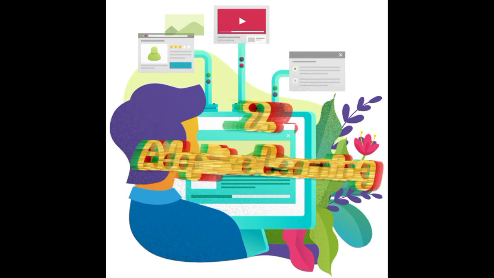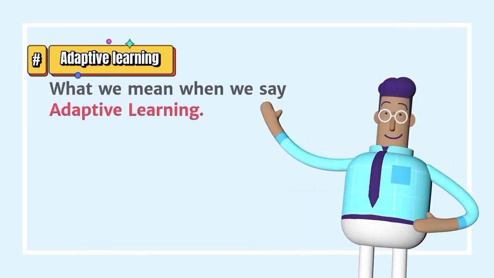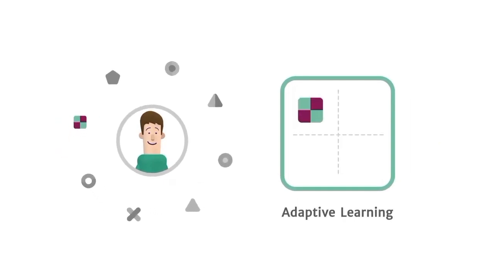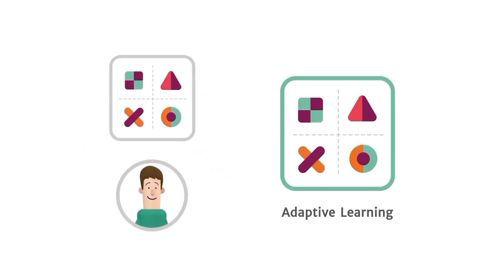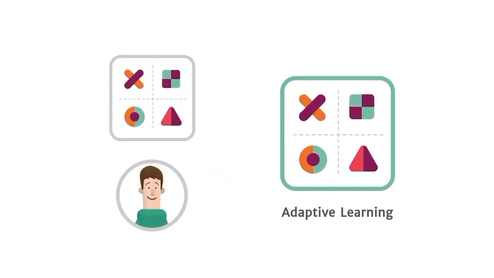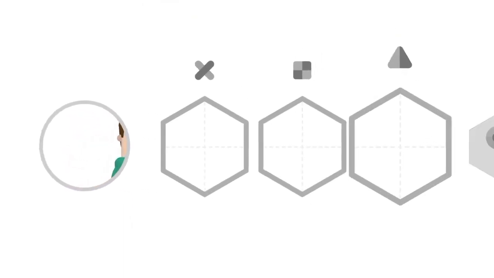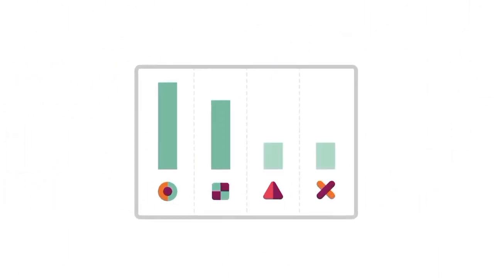7. Adaptive learning. What do we mean when we say adaptive learning? Adaptive learning describes the process in which the learning path responds to the student's performance and adjusts to help facilitate learning in real time. Adaptive learning holds the potential to give every learner their own personalized learning path, customized and fine-tuned for his or her own unique strengths, weaknesses, goals, and learning style.